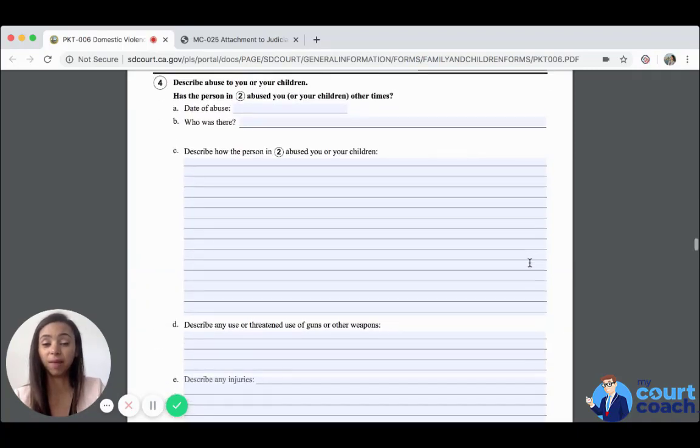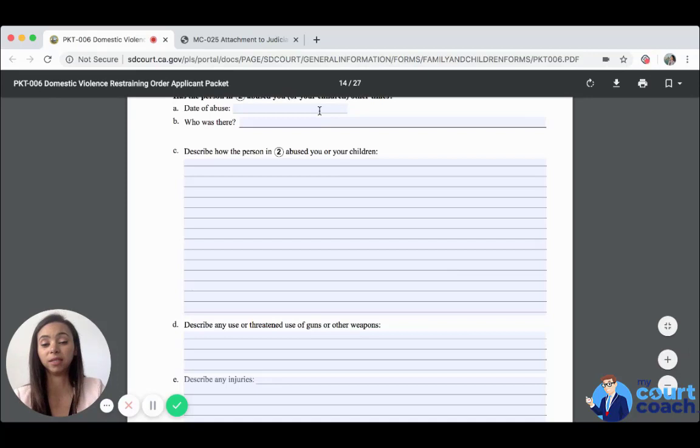And then describe abuse to you and your children. So any other times that you've been abused. So if something happened February 3rd of 2019, and something else happened on February 1st of 2019, then we want to write February 1st of 2019 at whatever time, who was there. I'm going to list every single person that I know was there. And then again, how did this person abuse me and the children at that time? So it only relates to that one time. You want to make sure that you're specific and to the point, and you're not going off on tangents describing something that happened not on that day, and it happened beforehand.